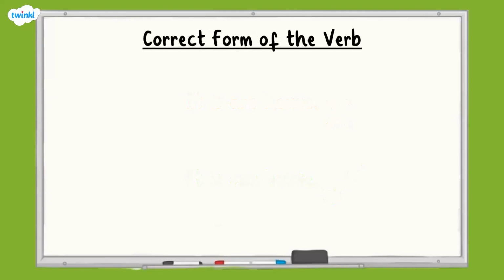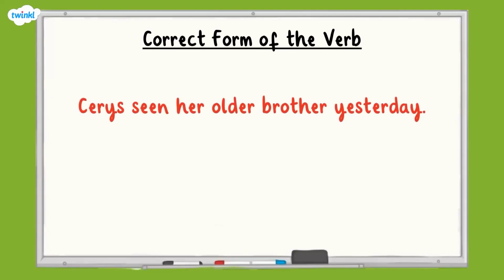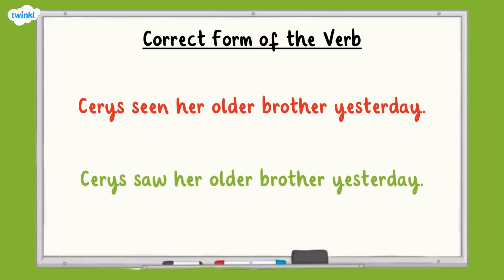It is also important to make sure that the correct form of the verb has been used. "Keris seen her older brother yesterday" should be, "Keris saw her older brother yesterday". "Seen" is the past participle, whereas the correct form of the verb was the simple past tense "saw".